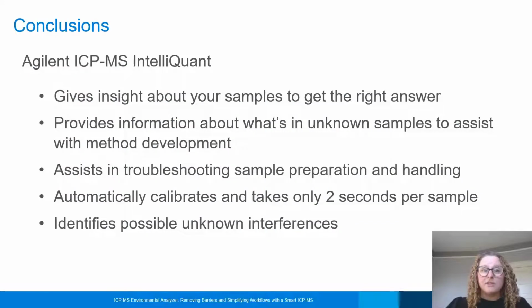So in conclusion, those 2 extra seconds are going to give you a lot of extra data when you have that IntelliQuant feature turned on. It gives you insight about your samples to get the right answer. It provides information about what's in an unknown sample to maybe assist with method development. It can help you with troubleshooting, and it can provide possible unknown interferences.